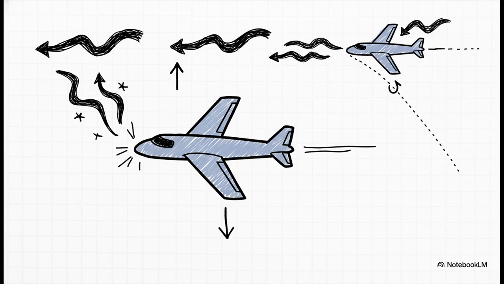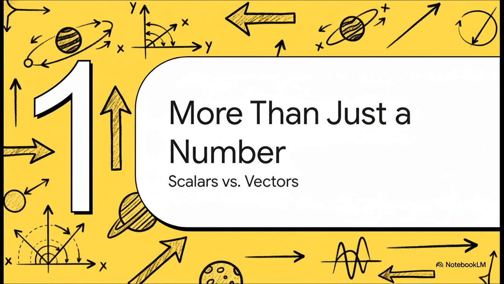See, 15 miles per hour is just its speed. Is it a headwind that's slowing you down, a tailwind speeding you up, or maybe a crosswind pushing you totally off course? That direction is every bit as important as the number, and that's the exact problem we're going to solve today. And that right there brings us to our first really big idea.